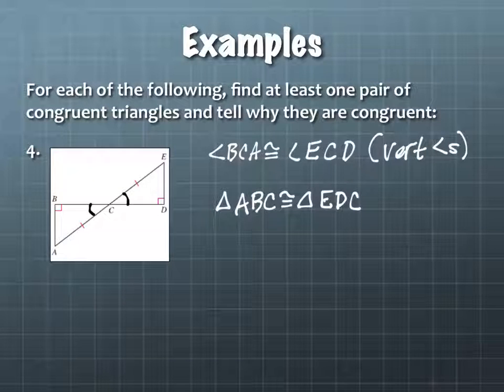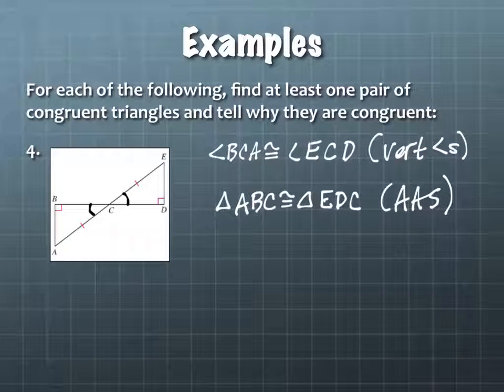Angle, angle, side. So you're right, Hannah, it is angle, angle, side. How did you know it was angle, angle, side and not say angle, side, angle? Because the side's not between the two angles. Right. The side that is marked is not between the angles. Okay? So this is angle, angle, side.